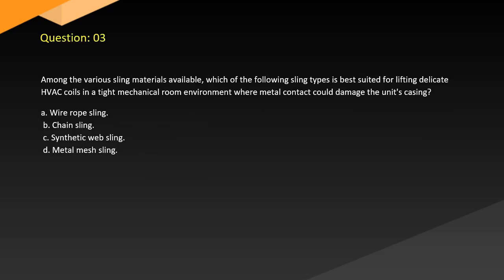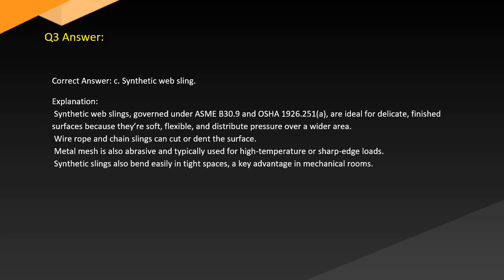Question 3. Among the various sling materials available, which of the following sling types is best suited for lifting delicate HVAC coils in a tight mechanical room environment where metal contact could damage the unit's casing? A. Wire rope sling. B. Chain sling. C. Synthetic web sling. D. Metal mesh sling. Answer. Correct answer: C. Synthetic web sling.